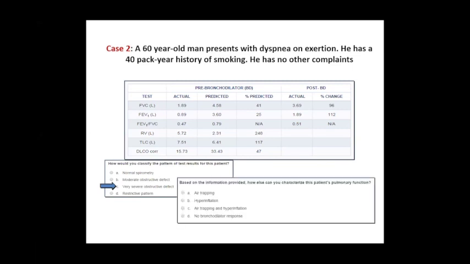Then if we look at lung volumes, we will see that the total lung capacity is 117 and RV is 248. So this patient has air trapping. Does the patient have a bronchodilator response? As we just said, FEV1 and or FVC should have a percentage change of more than 12% and an absolute change of more than 200 mL. And this is all applicable in this case. So yes, this patient has a bronchodilator response.